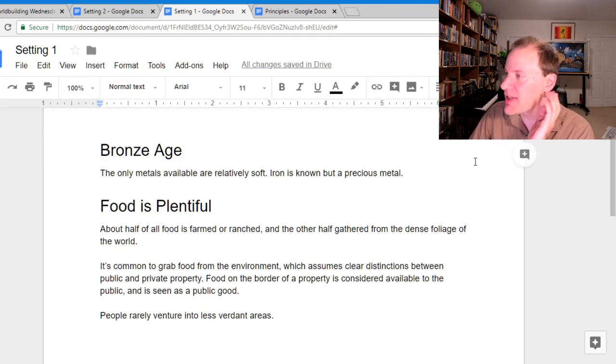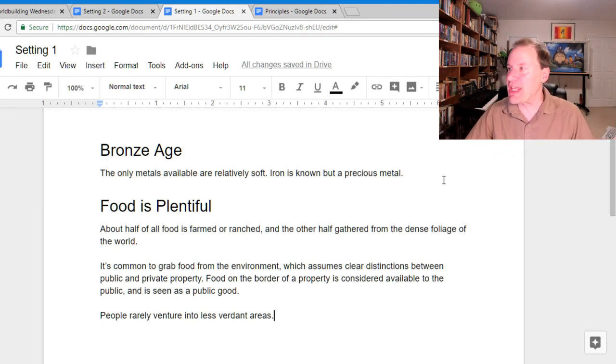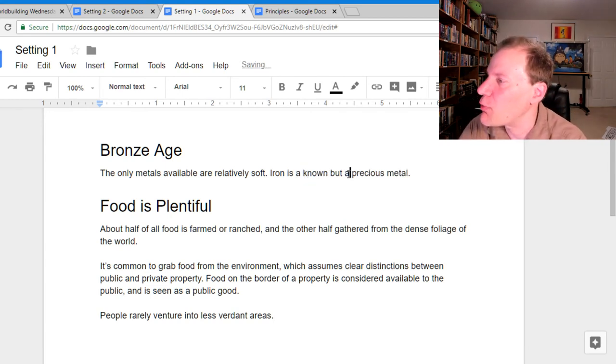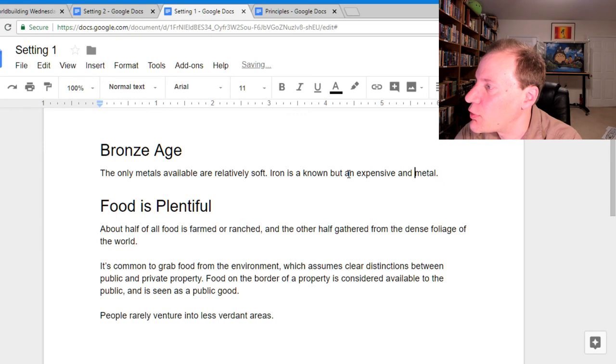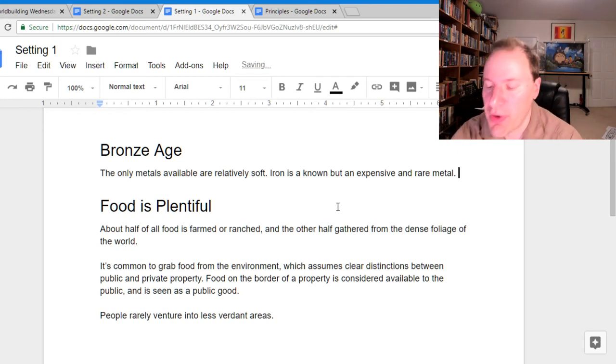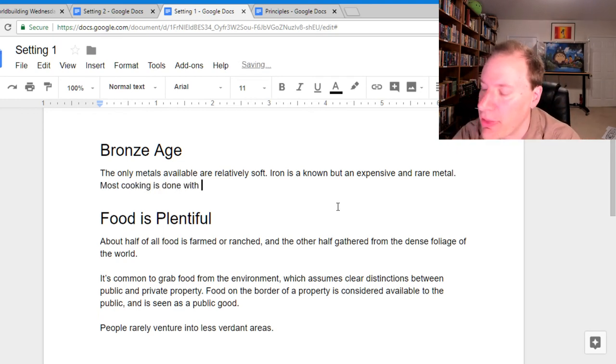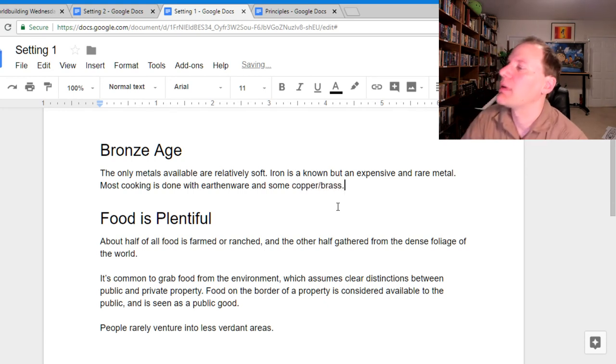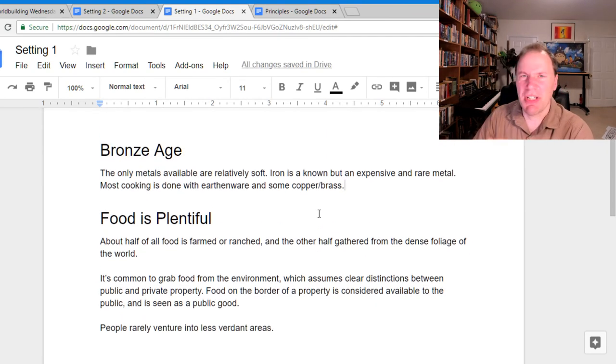So setting one, Bronze Age, again, sort of equivalent to our ancient Roman or ancient Greek era of the world. Relatively soft metals. Iron is known, but we'll say a very expensive and rare metal. Those two usually go hand in hand. Let's go further and say most cooking is done with earthenware. And some copper brass. Okay. So again, it kind of gives you a sense of domestic life and a sense of what you can and can't cook, right?